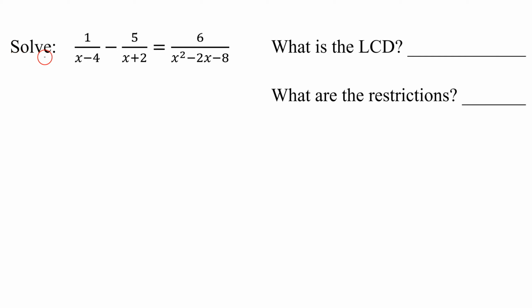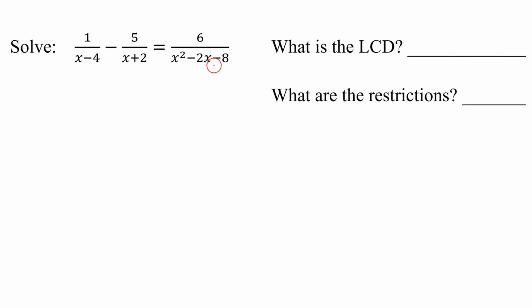In this example, we need to solve the rational equation 1 divided by x minus 4 minus 5 divided by x plus 2 equals 6 divided by x squared minus 2x minus 8. Well, to solve rational equations, we first have to find the least common denominator. And to do that, all our denominators need to be factored. x minus 4 is factored, x plus 2 is factored, but x squared minus 2x minus 8 is not factored.